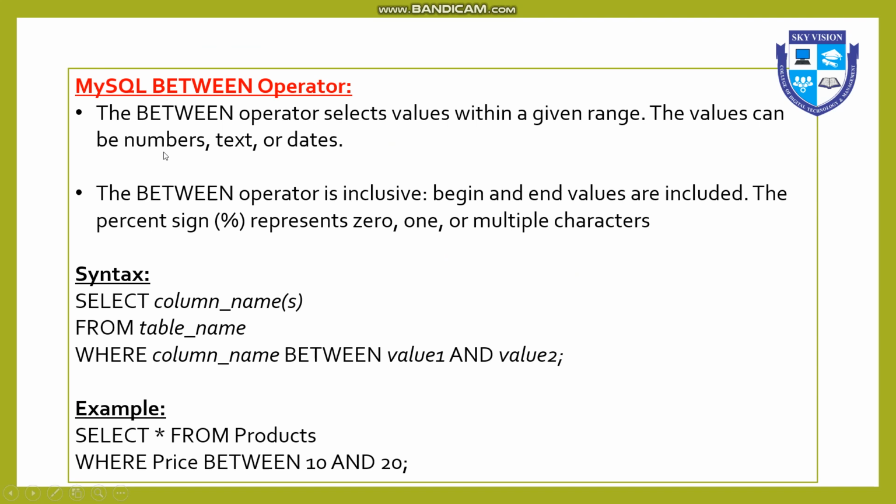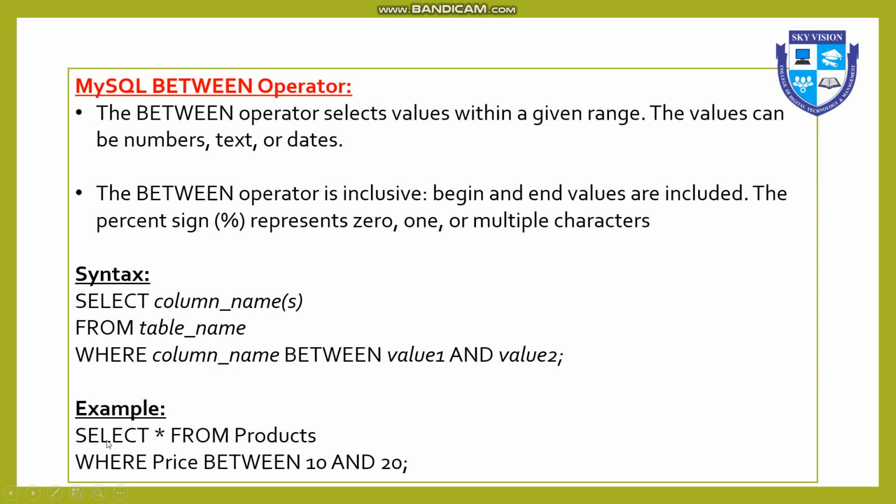Now after that we have the BETWEEN operator. Between means what? The range, right? The BETWEEN operator selects a value within a given range. The values can be a number, text, or dates also. The BETWEEN operator is inclusive. Begin and end values are included. The percentage sign represents zero, one, or multiple characters.